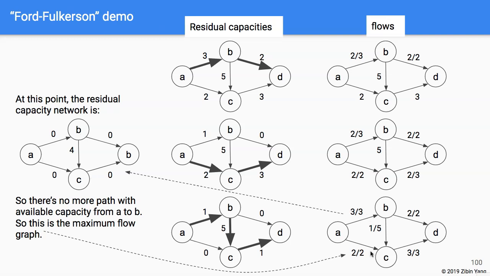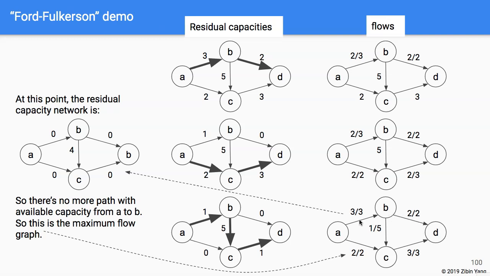You look at all these edges, all of the capacity has been used up, so that's why they're all 0. Now this edge still has residual capacity of 4, but it's not very useful. We can no longer find a path with available capacity from A to B. So in this case, we are done, and the last flow represents the maximum flow from A to D, and that matches what we saw previously. We said the maximum flow is 5.